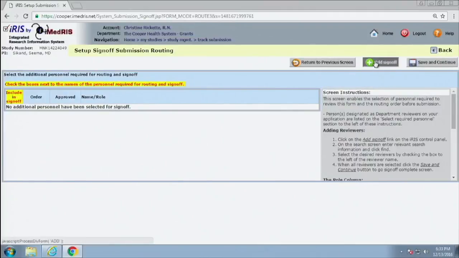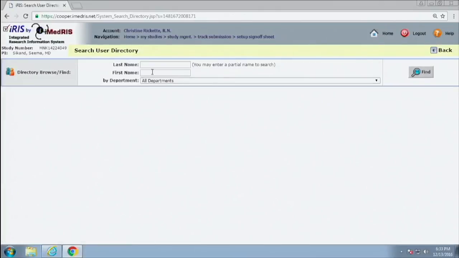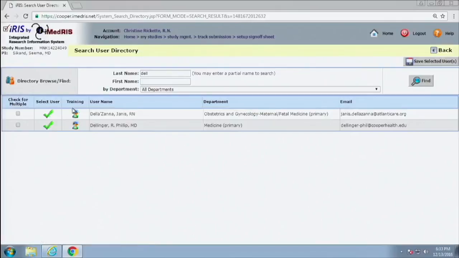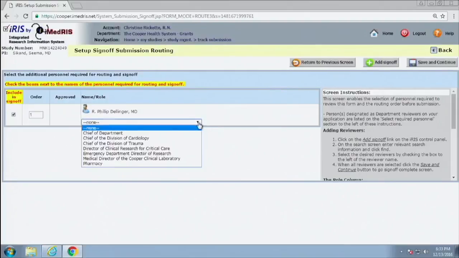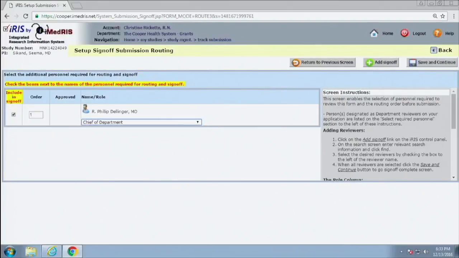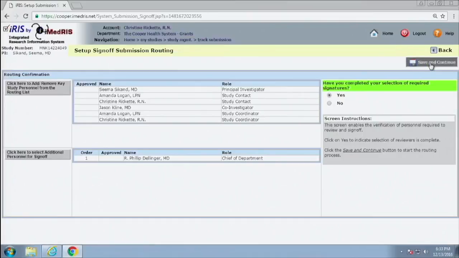So this is where you put your chiefs and Jackie. So pick Dr. Dellinger, save, and then put chief of department, save and continue. Have I completed all my signatures? I see everybody's here.